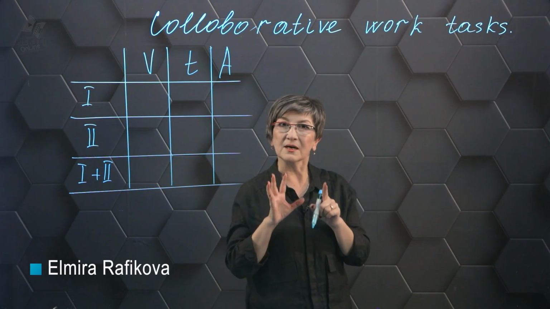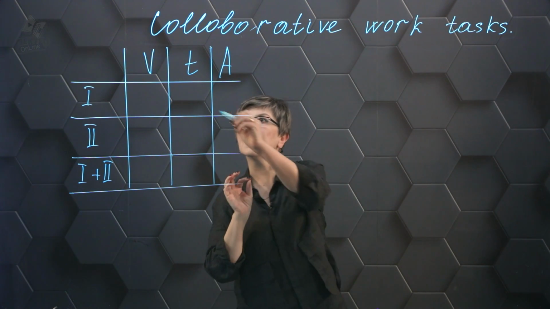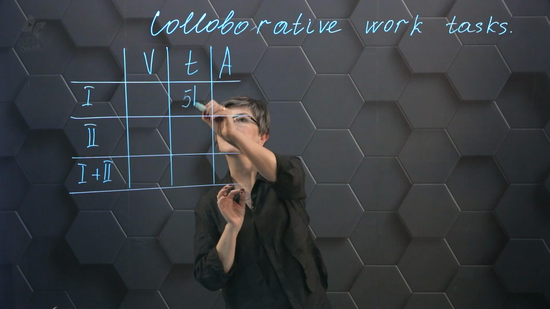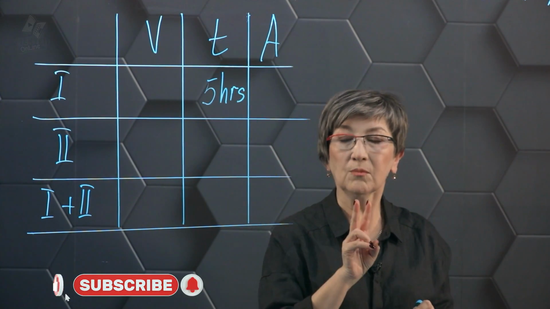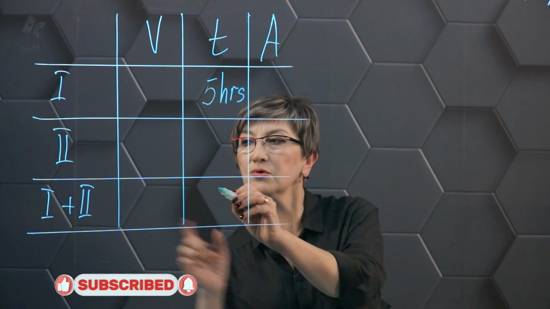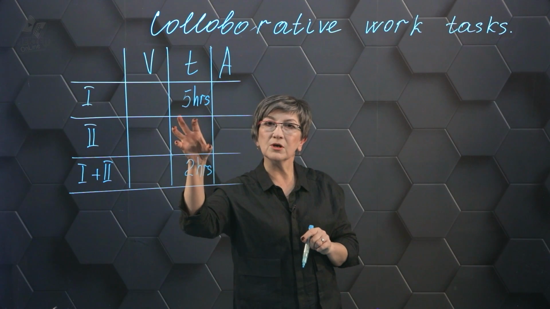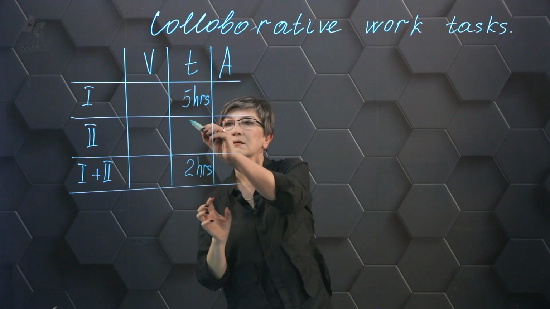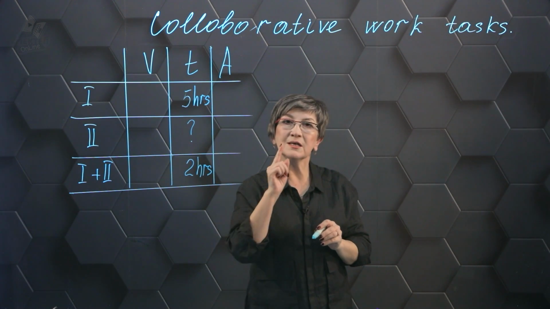The condition is as follows. One worker does a job in 5 hours. And two workers, if they work together, do the work in 2 hours. We need to calculate how many hours it will take to complete the same work for the second worker if he works alone.